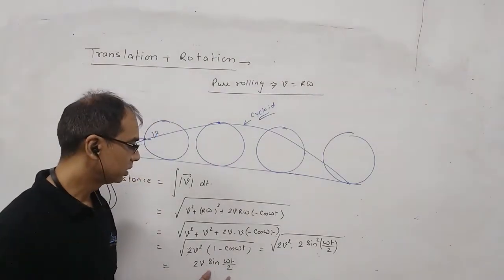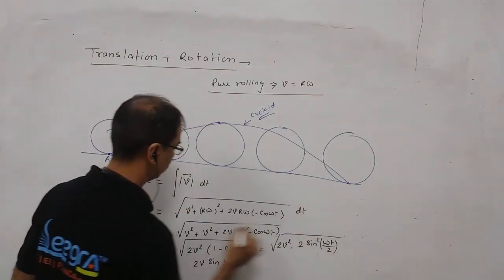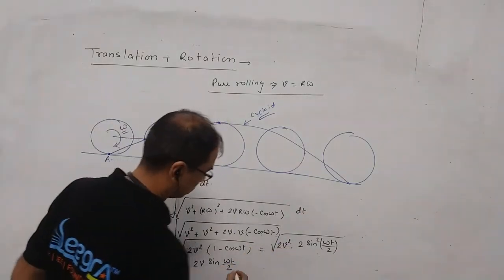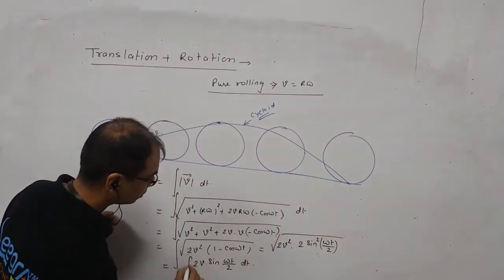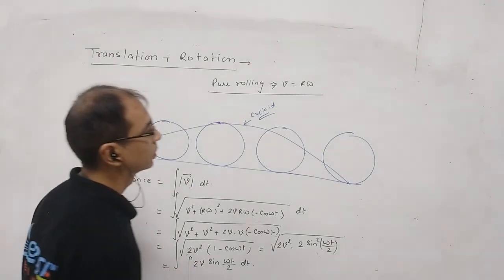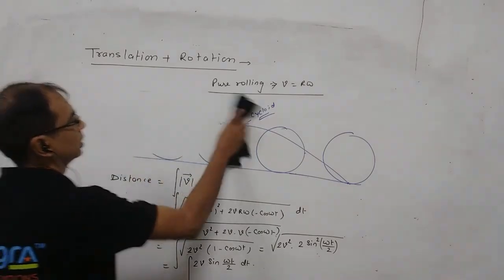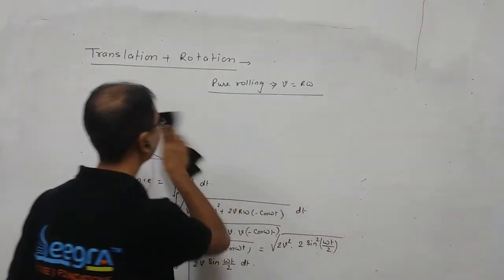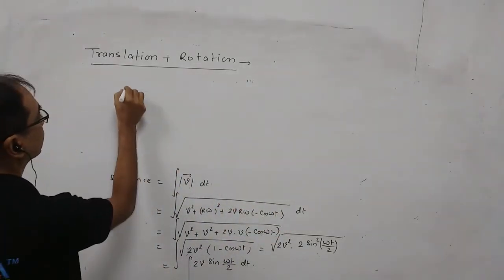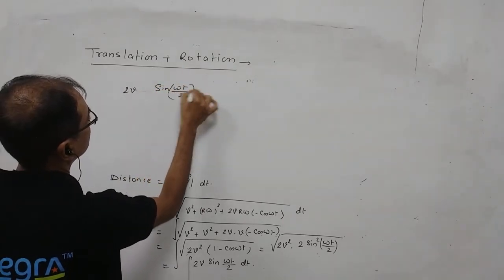This is just the magnitude of velocity. dt is still there, so here also dt is there. Now we have to integrate that. So 2V is outside of this. Now we have sin omega t by 2 dt.